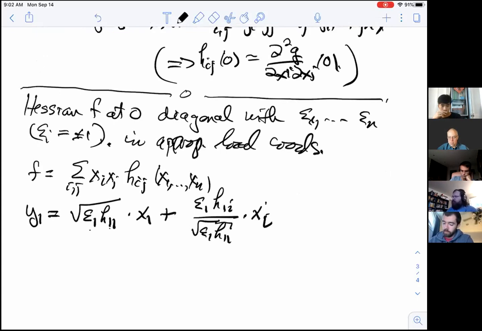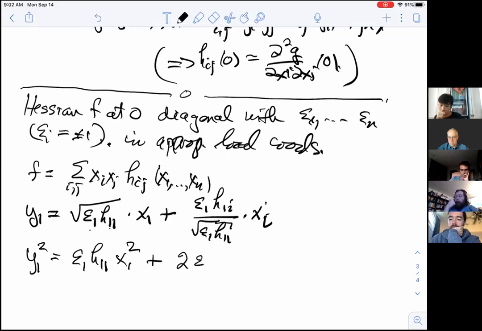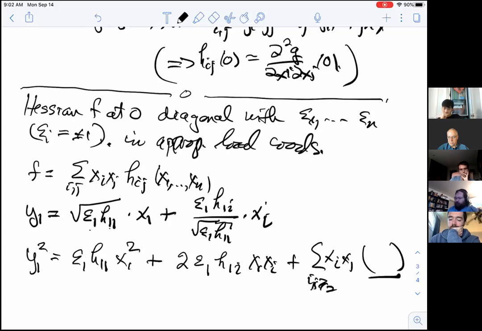Now, if you square y1, you will get epsilon 1 h11 x1 squared, plus 2 epsilon 1 h1i x1 xi, plus something that only involves xi xj, summation over i and j greater than or equal to 2, times some stuff, which I won't write down, but functions of all the variables.